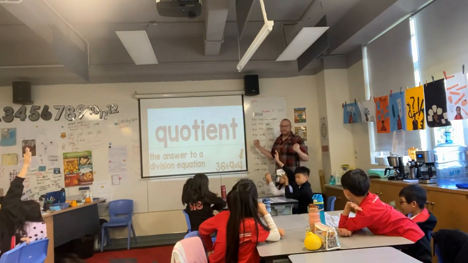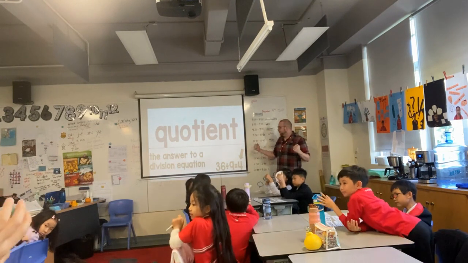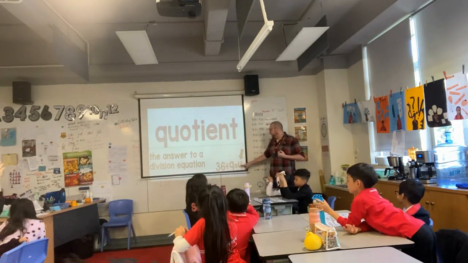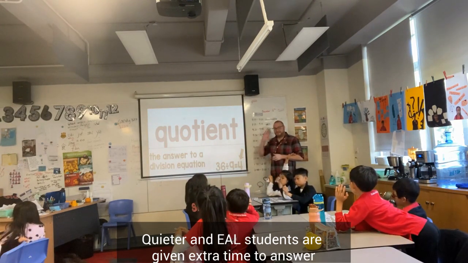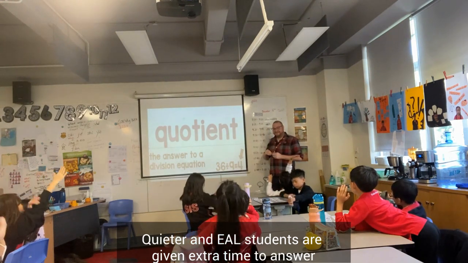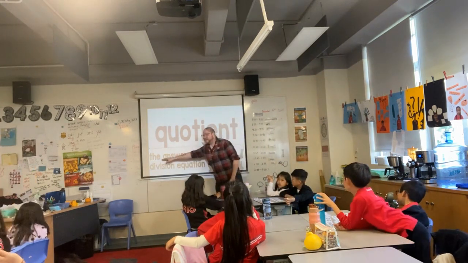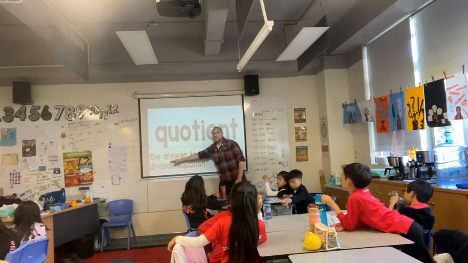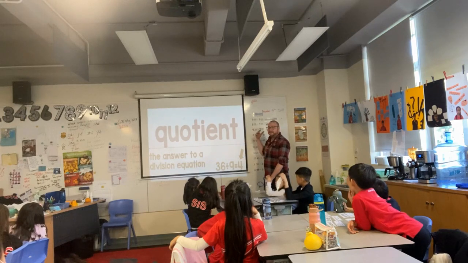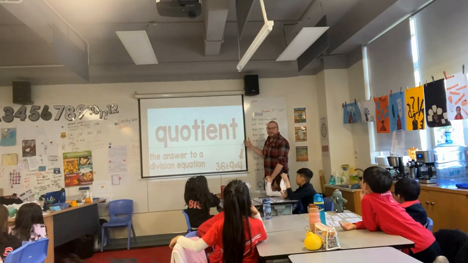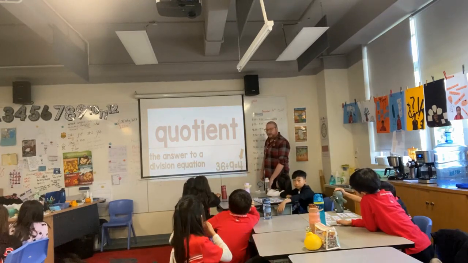Who can help her out? How about Kelly? Which number in 36 divided by 9 equals 4 is our quotient? It's the answer. If we read the definition, it says right here, the answer. So if we look at our nice equation here, all we need to do is find which number comes right after the equal sign. So Kelly, what's the number? What's our quotient?